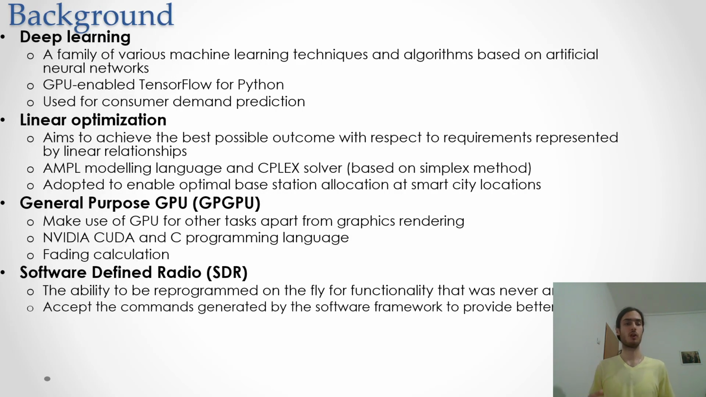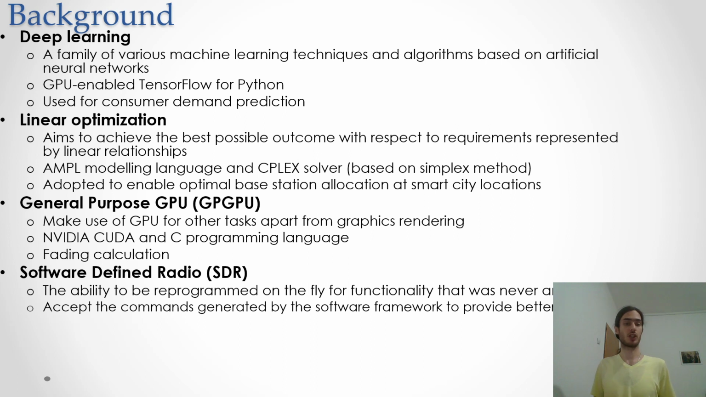Background. There are four key concepts that are behind the proposed framework. First, we have deep learning. It covers a family of various machine learning techniques and algorithms that are based on artificial neural networks. For implementation, we rely on GPU-enabled TensorFlow for Python to make use of our GPU as much as possible and have faster calculations. It's used for consumer demand prediction, actually how much is the service demand in a number of users within the particular smart city area.